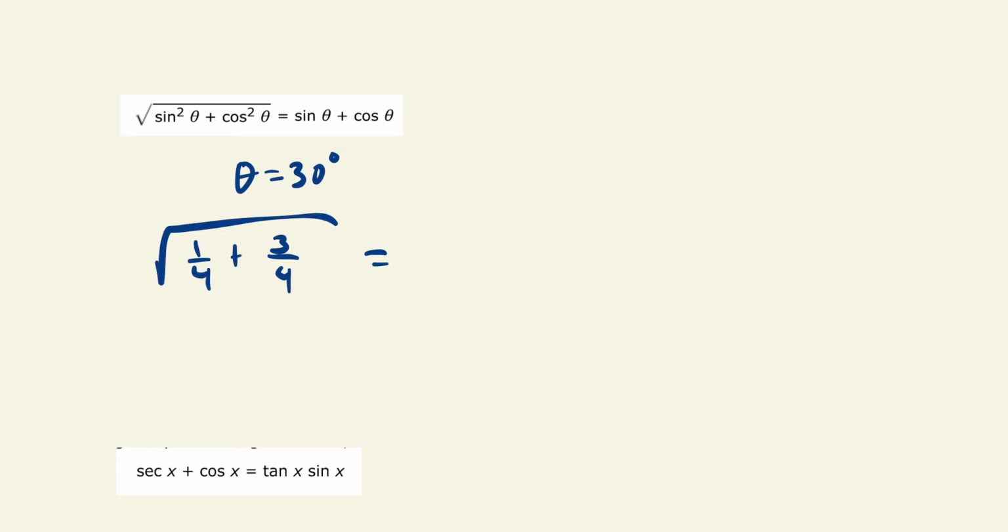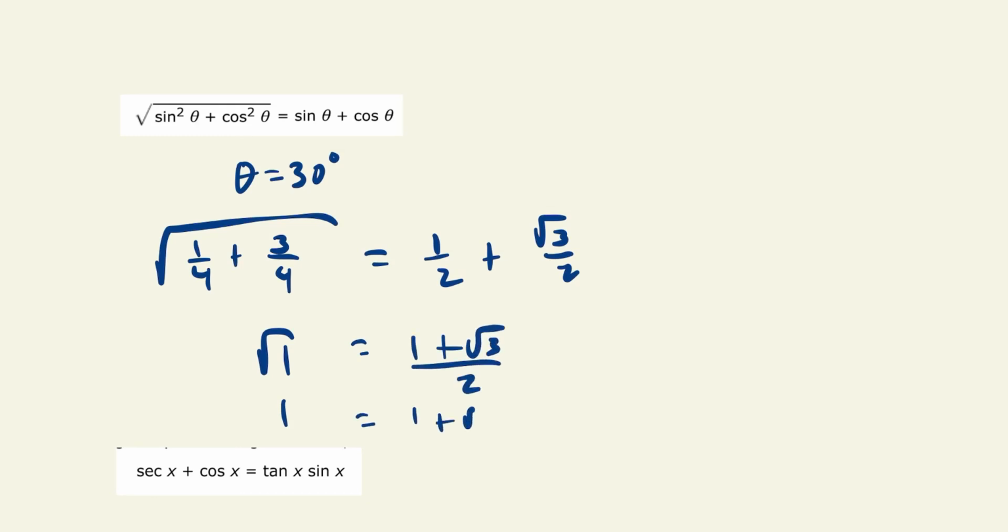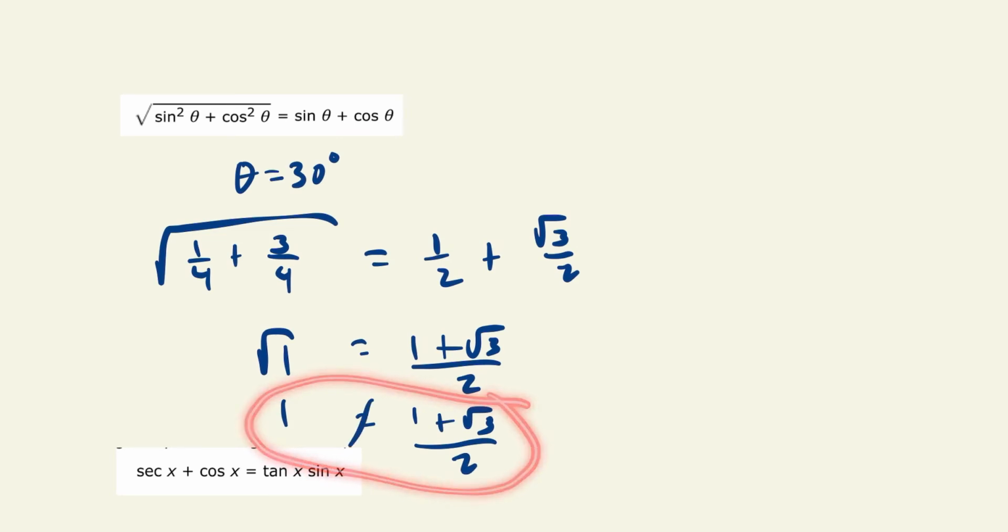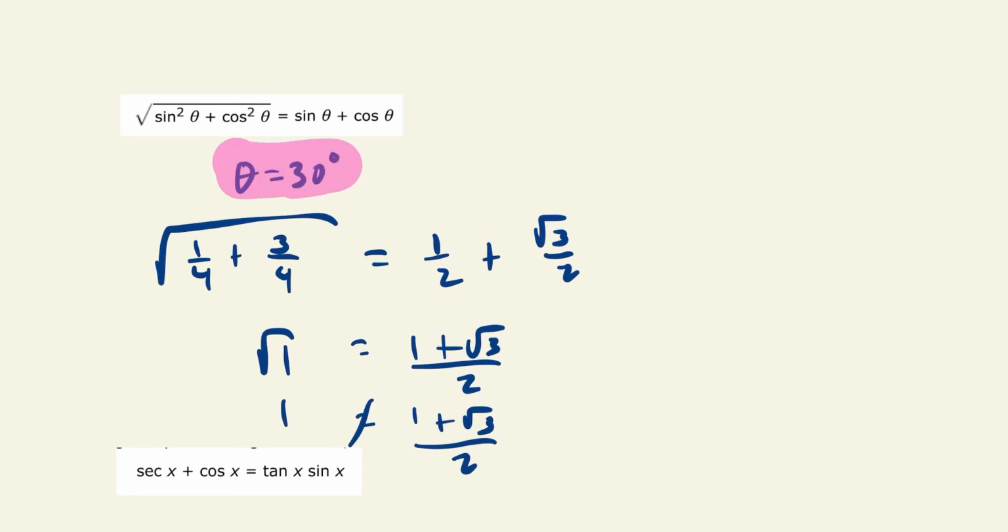On the right side, the sine of 30 is 1/2, and the cosine of 30 is radical 3 over 2. So this becomes the square root of 1, which is 1. And this becomes 1 plus rad 3 over 2. So clearly, these two sides are not equal to each other. Therefore, that's a counterexample. This angle shows that these two sides are not equal.